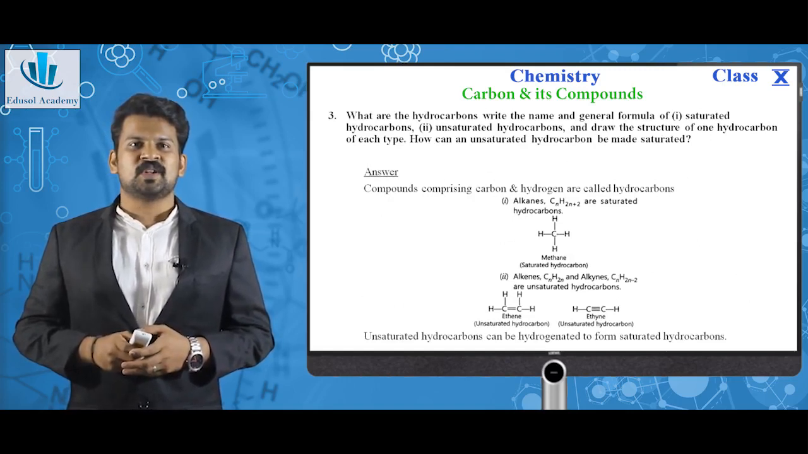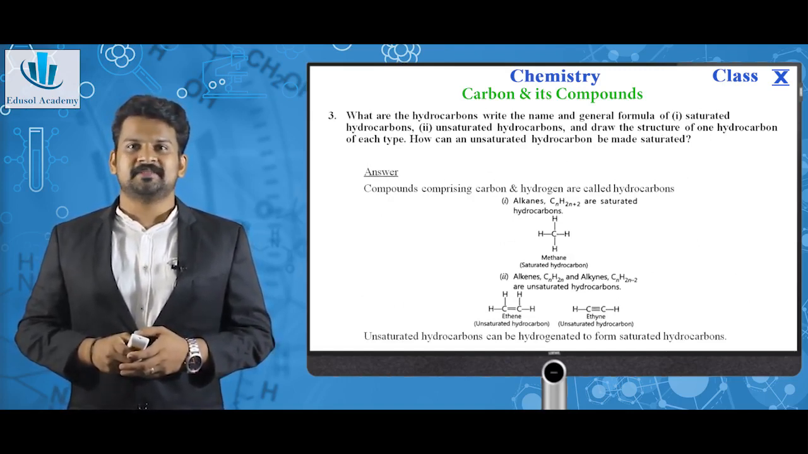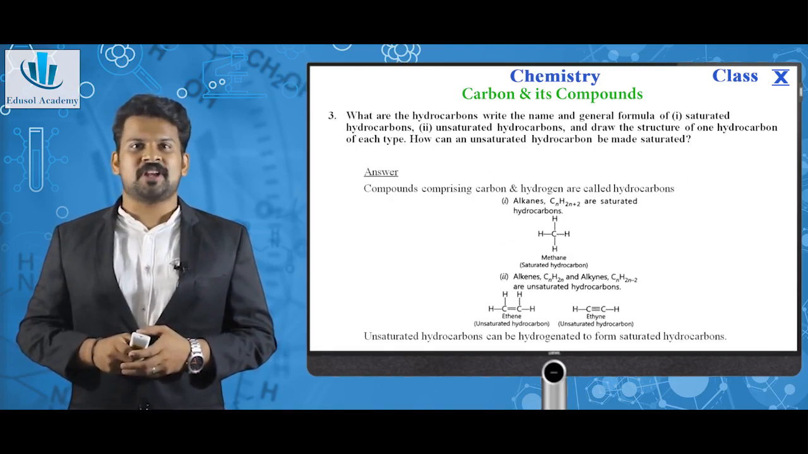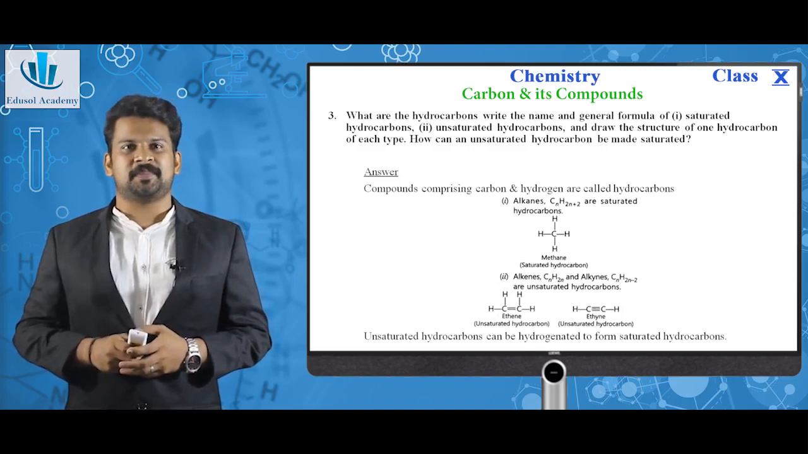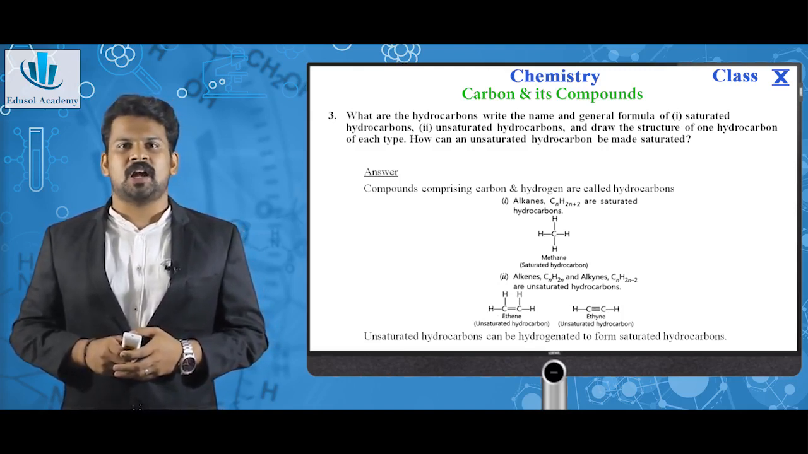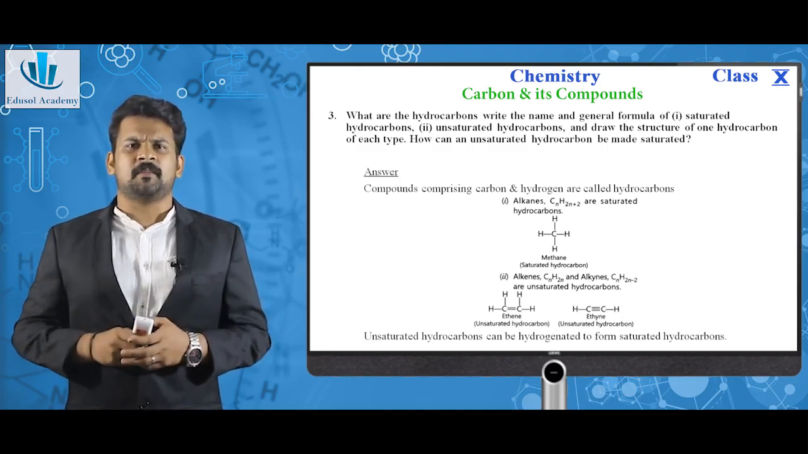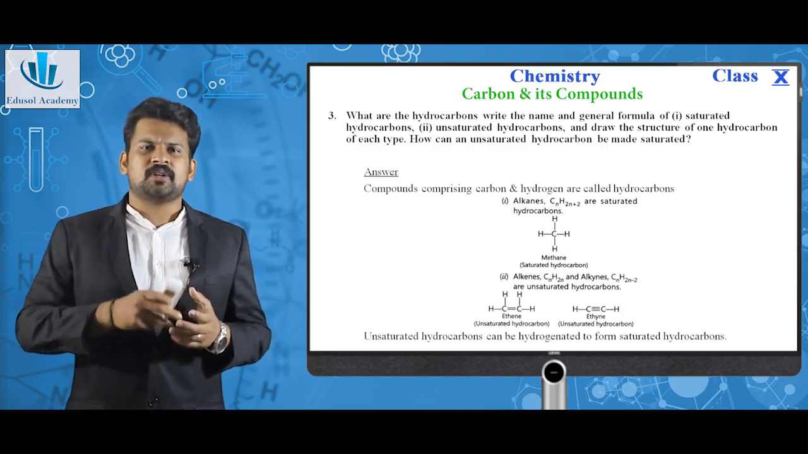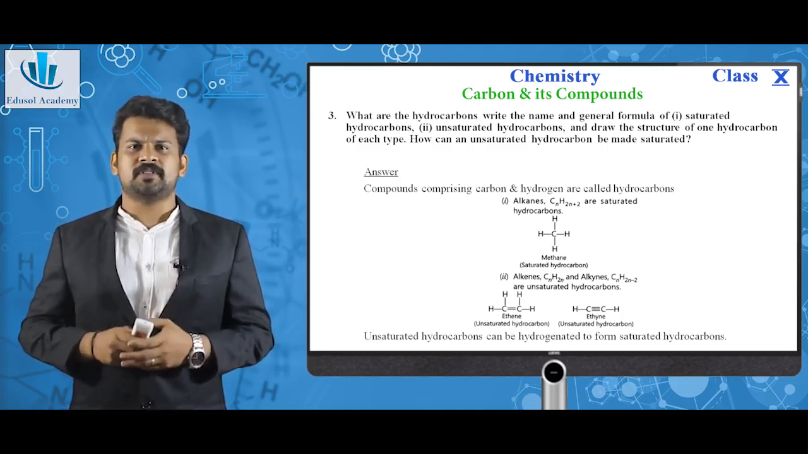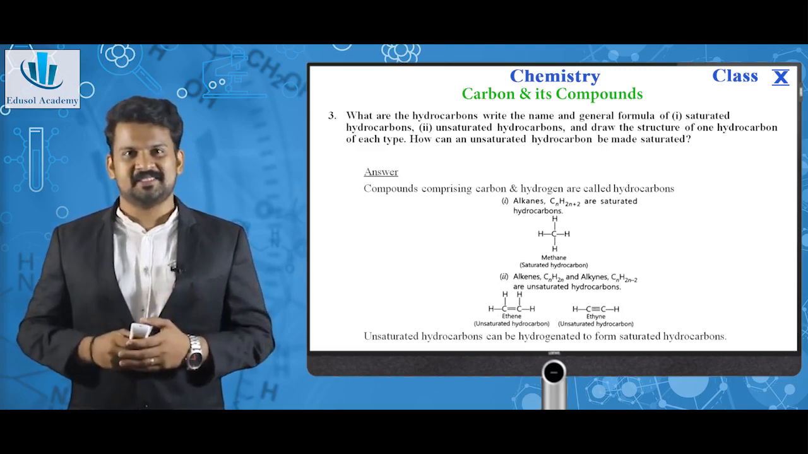Next question. What are hydrocarbons? Write the name and general formula of saturated hydrocarbons and unsaturated hydrocarbons, and draw the structure of 1 hydrocarbon of each type. How can an unsaturated hydrocarbon be saturated? Hydrocarbons are nothing but compounds of carbon and hydrogen together. Saturated hydrocarbons are those with single bonds. Unsaturated hydrocarbons are those with double and triple bonds.